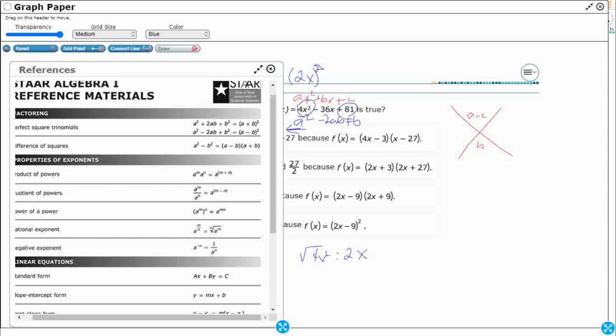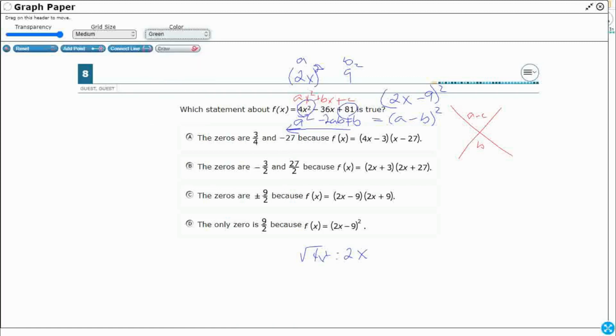81 is also a perfect square, right? It's a 9, okay? So if I see it in this format, that means it's going to equal this a minus b squared, right? So here's my a, here's my b. So really what this is going to equal is going to be this 2x minus 9 squared. That's what they're wanting us to recognize, that perfect square trinomial. And if that's the case, well then, first off, this is the only one that has the 2x minus 9 squared. And then that 9/2 is going to work, right? You put that 9/2 right there because that's just going to cancel out, make it 9 minus 9, 0. That's what we're looking for. So our answer here is D.